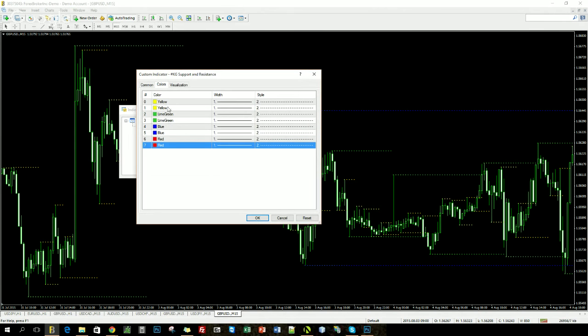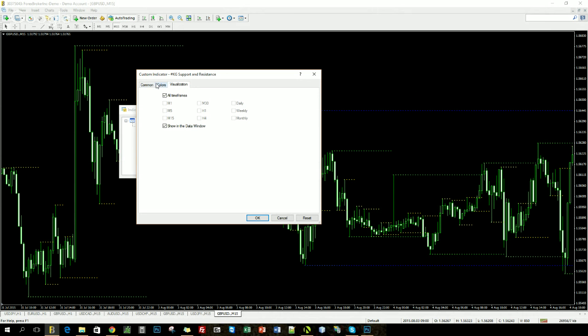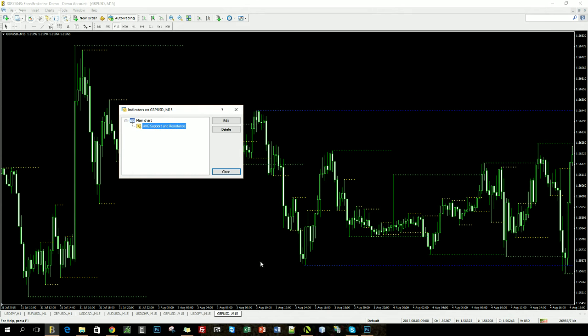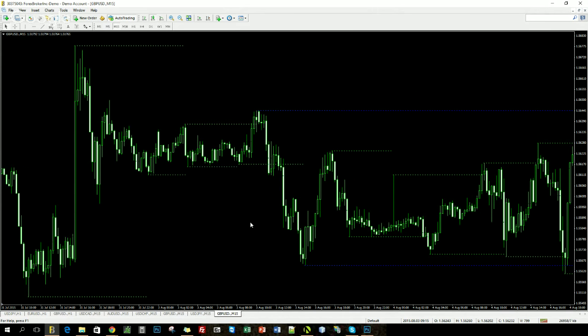If you did want to know how to remove it or not see it, you just switch those to none. That's under colors, in case that tab didn't come up automatically. Switch it to none, close, there you go. I like to see a little bit more solid support and resistance. So that's really all there is to it.